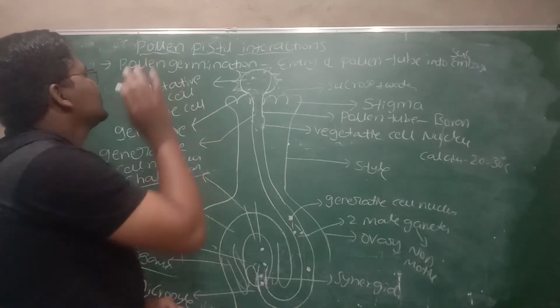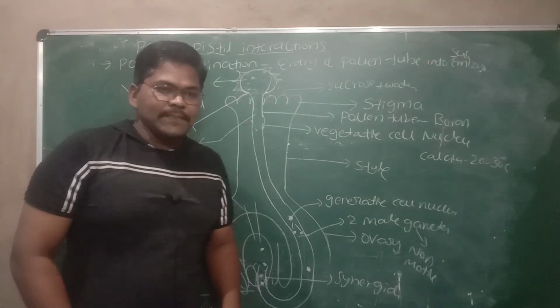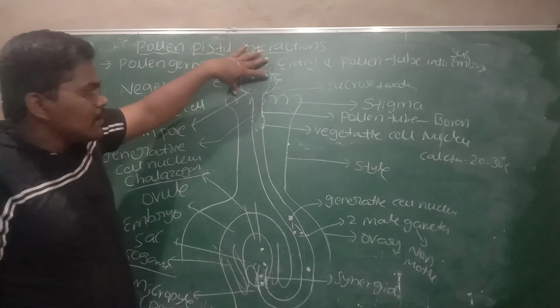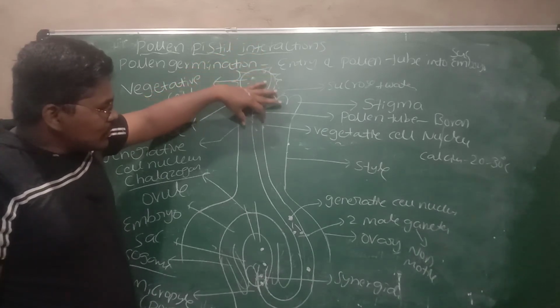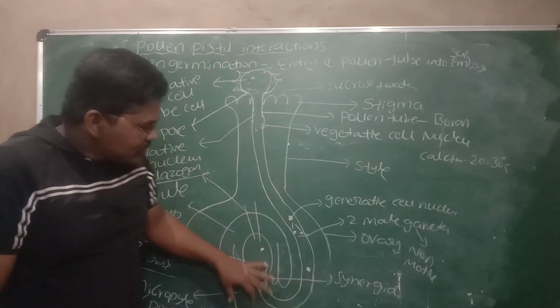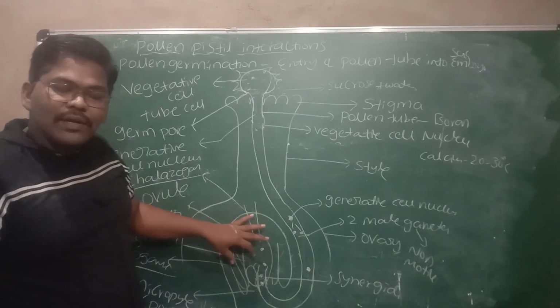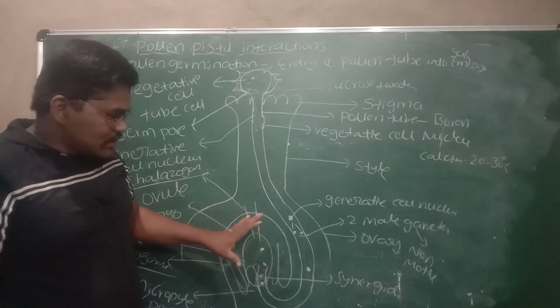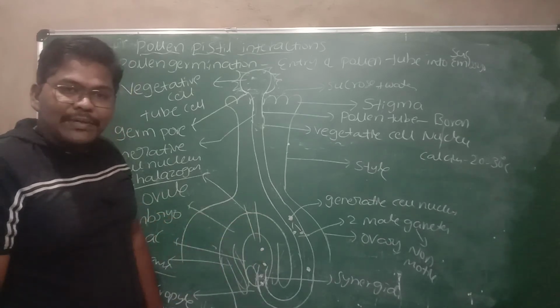Up to this, that is the pollen pistil interaction. What happens in pollen pistil interaction? The pollen grain germinates. It will form the pollen tube. That pollen tube enters into the ovule and then the embryo sac. Then the pollen tube tip ruptures and releases the two male gametes into the embryo sac.